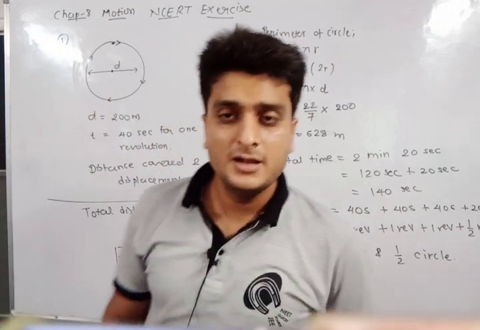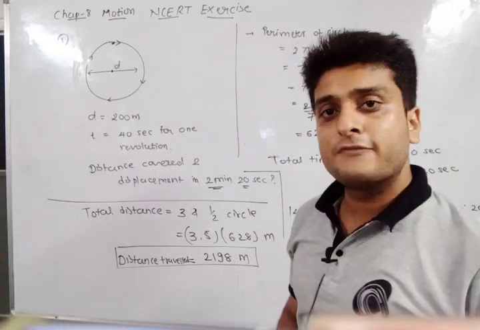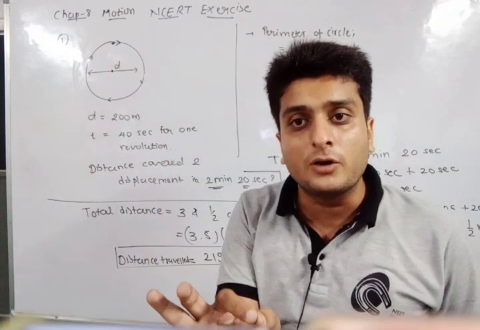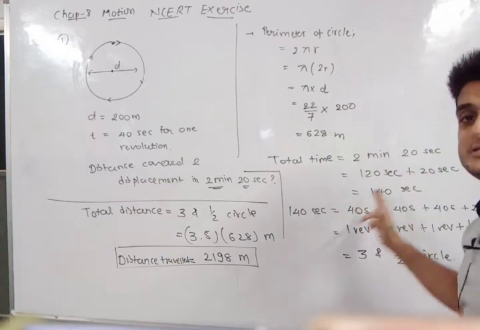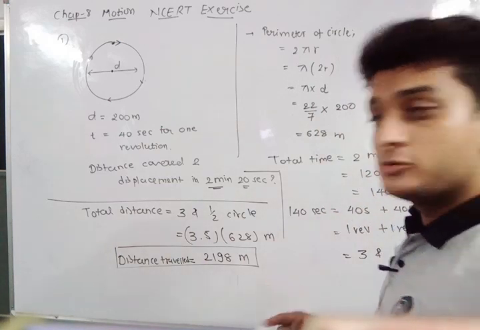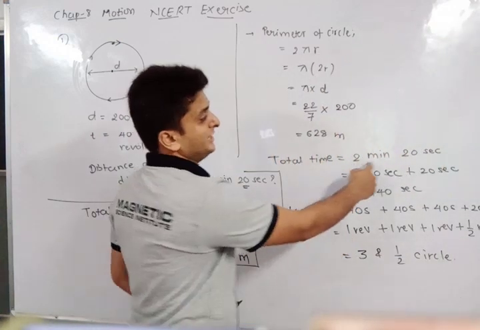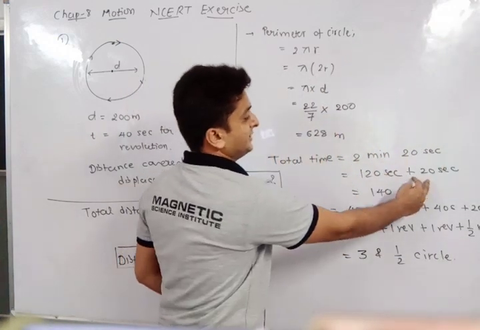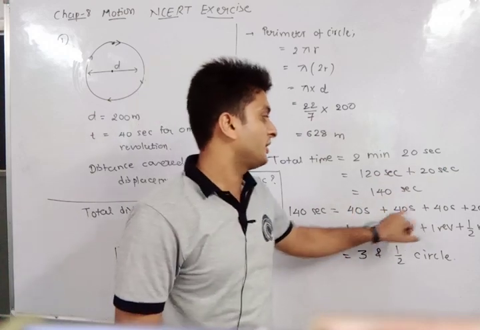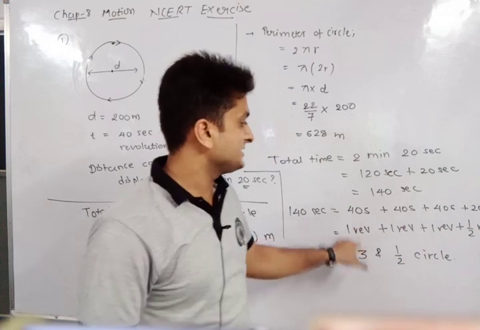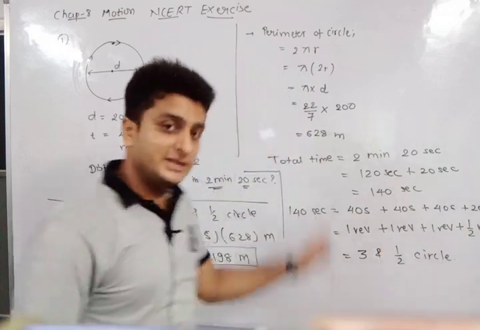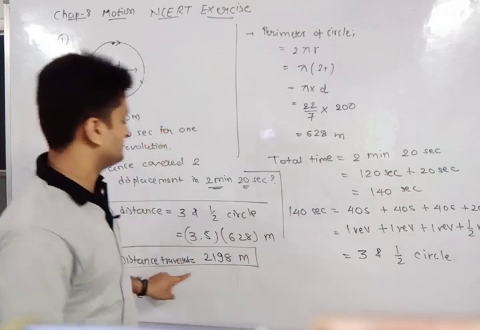Is it clear what I did? First I found the length of one circle. Then the total time of 2 minutes 20 seconds, I found out how many complete circles he is running. 2 minutes 20 seconds is 120 seconds plus 20 seconds, that is 140 seconds, and I wrote this 140 seconds as 40, 40, 40, 20. Each 40 seconds is one rotation and 20 seconds is a half rotation. So the total length covered is 3 full circles plus a half circle, which is 2198.